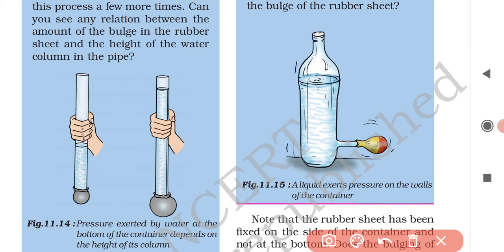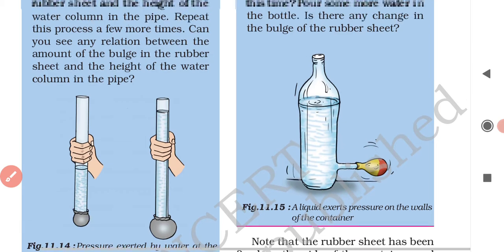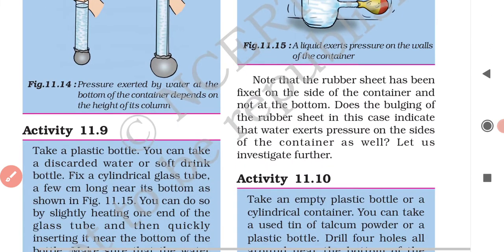Okay, so again from this activity we can conclude that a liquid exerts pressure on the walls of its container, and the pressure exerted by a liquid on the walls or sides of its container increases with increasing depth. Clear? I am repeating it to you that a liquid exerts pressure on the walls of its container, and the pressure exerted by a liquid on the walls or sides of its container increases with increasing depth. Clear? Okay.